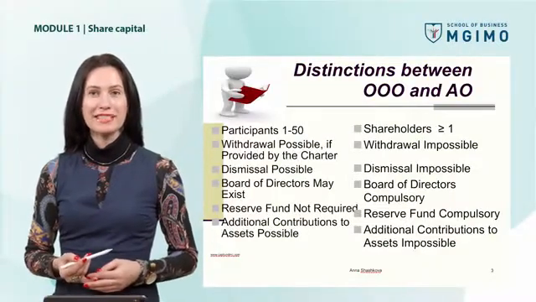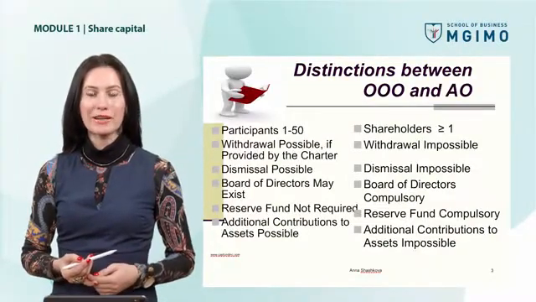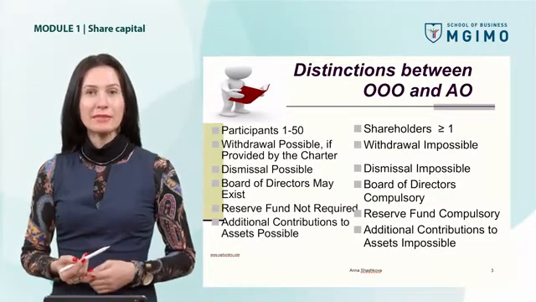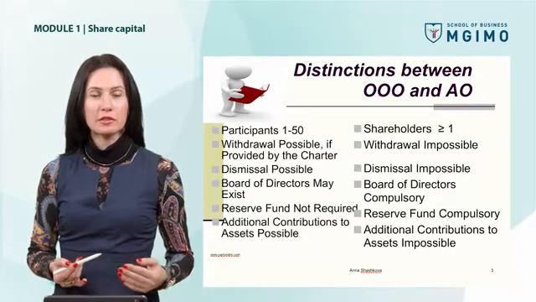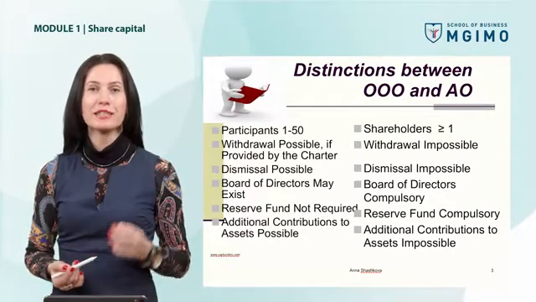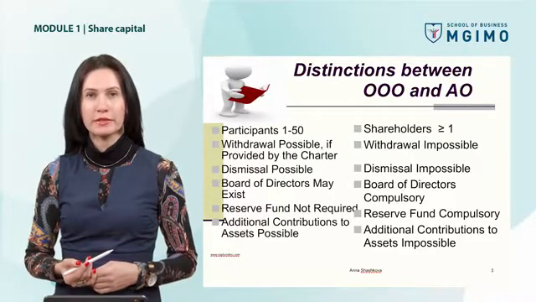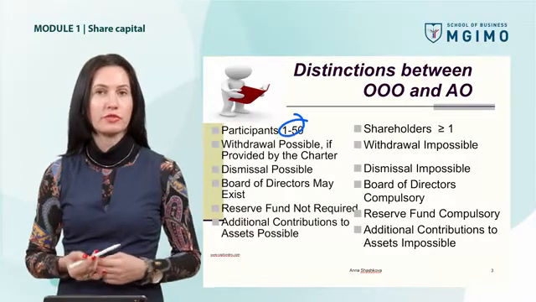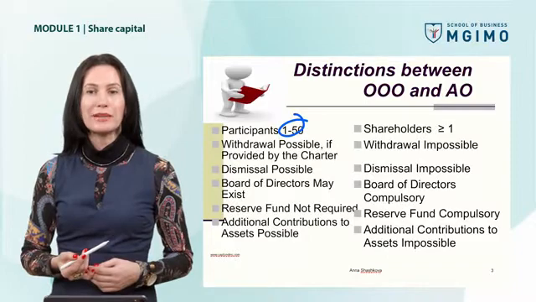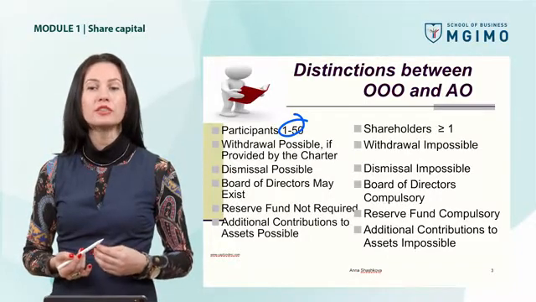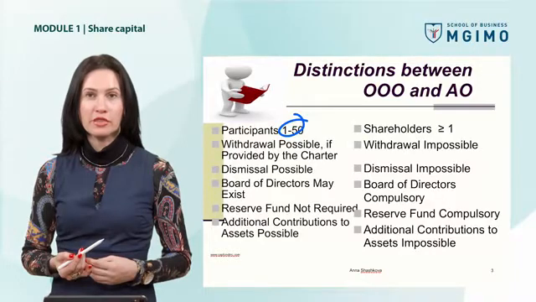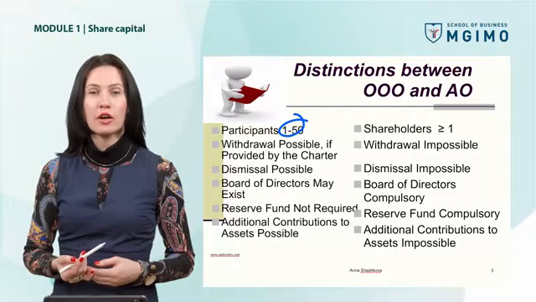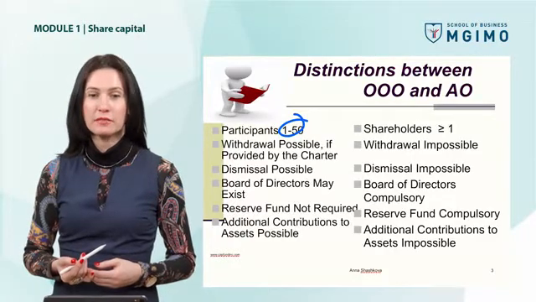Now, let's speak about distinctions between limited liability company and company limited by shares. When we speak about limited liability company, the same situation as in company limited by shares is minimum number of participants or shareholders. But in case of limited liability company, we have maximum number of shareholders. In case of company limited by shares, we do not have limited number of shareholders. So it can be 10 million shareholders, even if it is not a public company limited by shares.